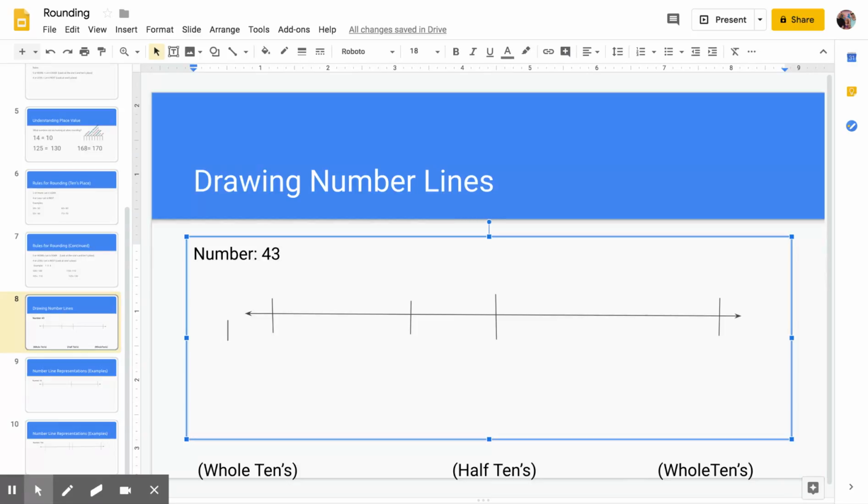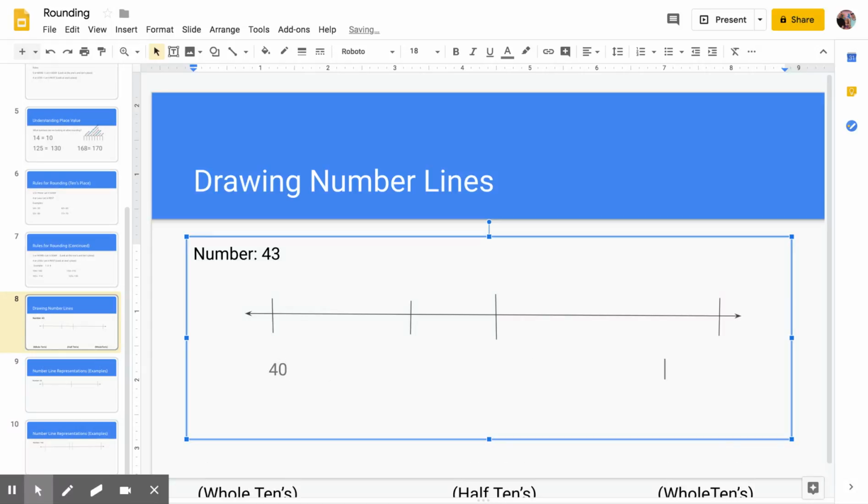So drawing number lines. So now that we went through how to round numbers utilizing place value, we are going to be putting our numbers on a number line. So what we first need to do is identify our whole tens that the number is in between. So this number is going to be 43. So the whole tens that 43 is in between is actually going to be 40, and it's going to be 50.